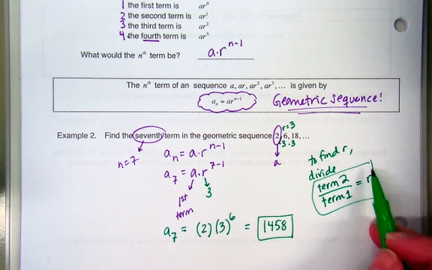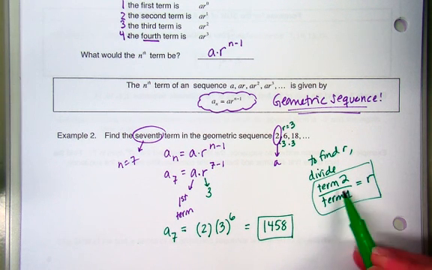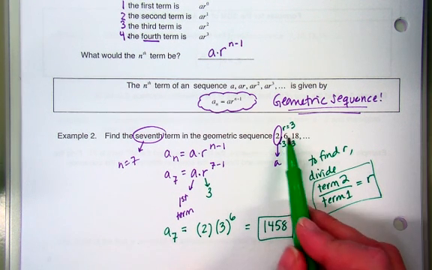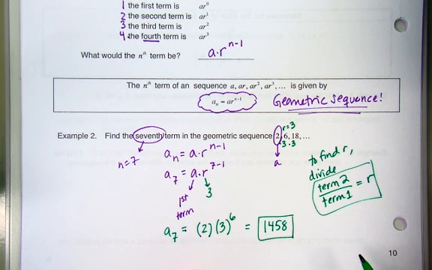Whatever it is, when you divide two consecutive terms together, you're always going to figure out what that common ratio is. Okay? So again, 6 divided by 2, that's what gave me the 3. So that's where term 2 divided by term 1. Okay, so that's a nice, easy way to figure it out.